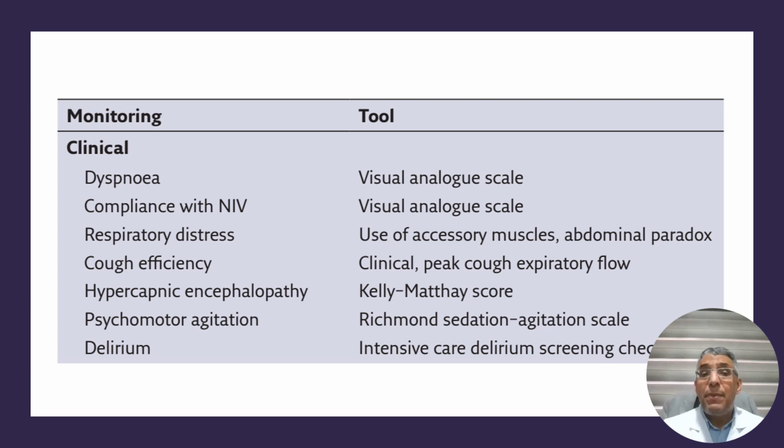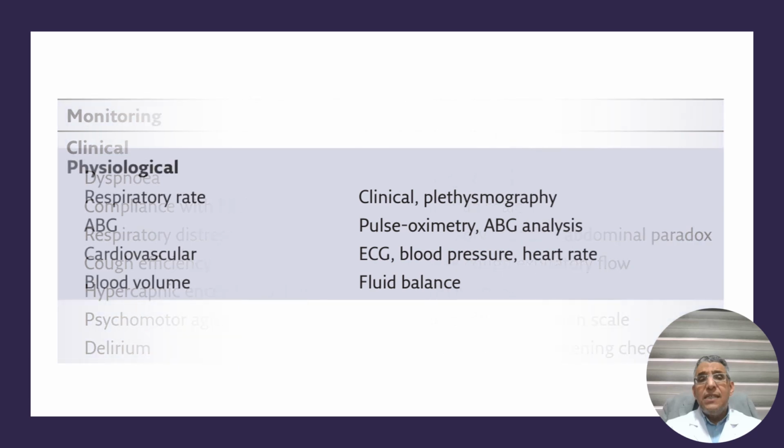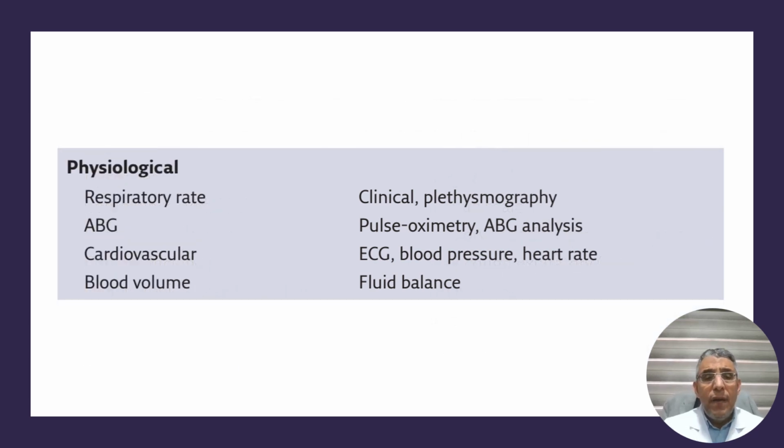Also, we check whether the patient has hypercapnic encephalopathy or not by the Kelly-Matthew scale. If the patient is agitated, I may give slight sedation and monitor the patient by the Richmond Agitation Scale. Also, it is very important to screen for delirium to assess if the patient is capable of tolerating non-invasive ventilation or not. This is the clinical part. The physiological part includes respiratory rate, as I said before.